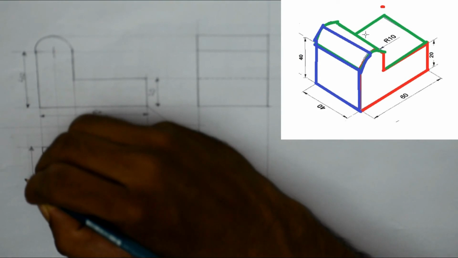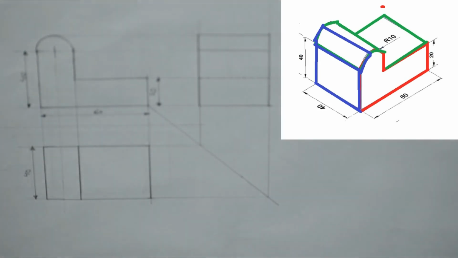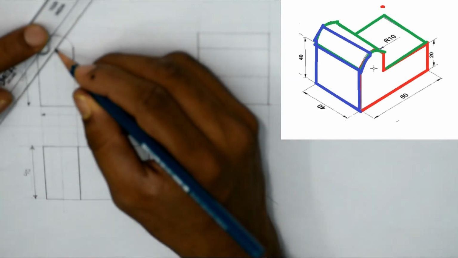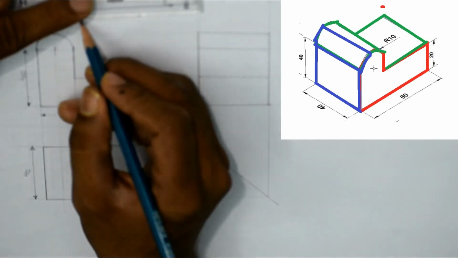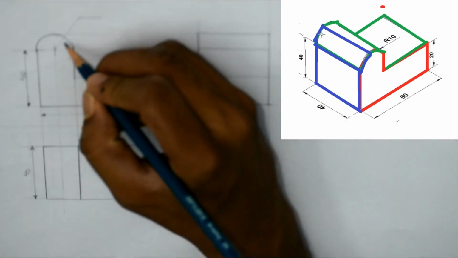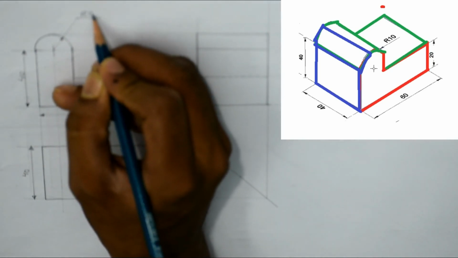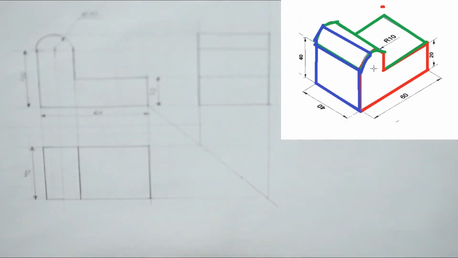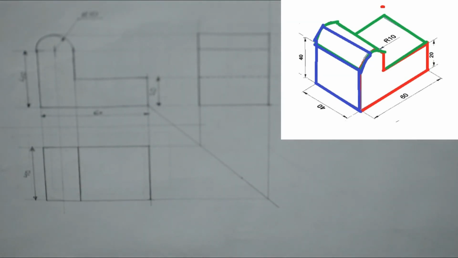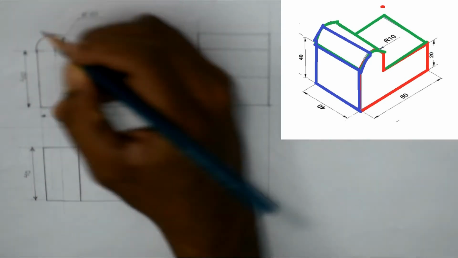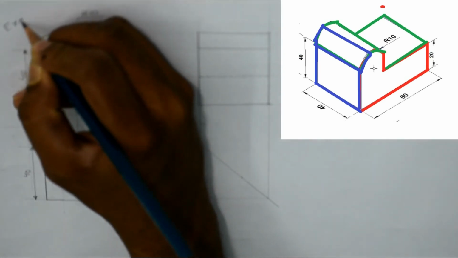Now this is again 40, and as far as this arc is concerned, we need to show one arrow in here. This is R10, which means the radius 10 mm. And I hope we have taken all the dimensions: 20, 40, 60, 10, 10. So our exercise number 6 is completed. Thank you.